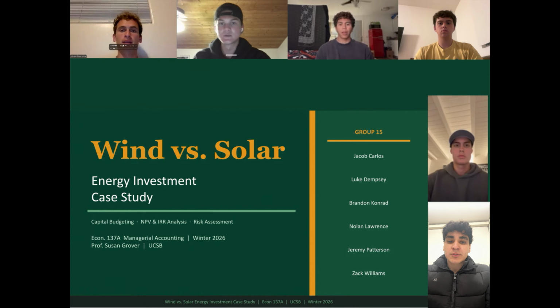The case we're working through is a wind versus solar energy investment decision for a university campus. The core question: given two renewable energy options, only one of which can be selected, which one is a better capital investment and why? Here is what we will cover today: the fact pattern and case background, a step-by-step cash flow build, a year-by-year projection table, our NPV and IRR results, a full comparison, and a viability analysis across all 5 tasks, then all 5 discussion questions, and finally, our recommendations and strategy.